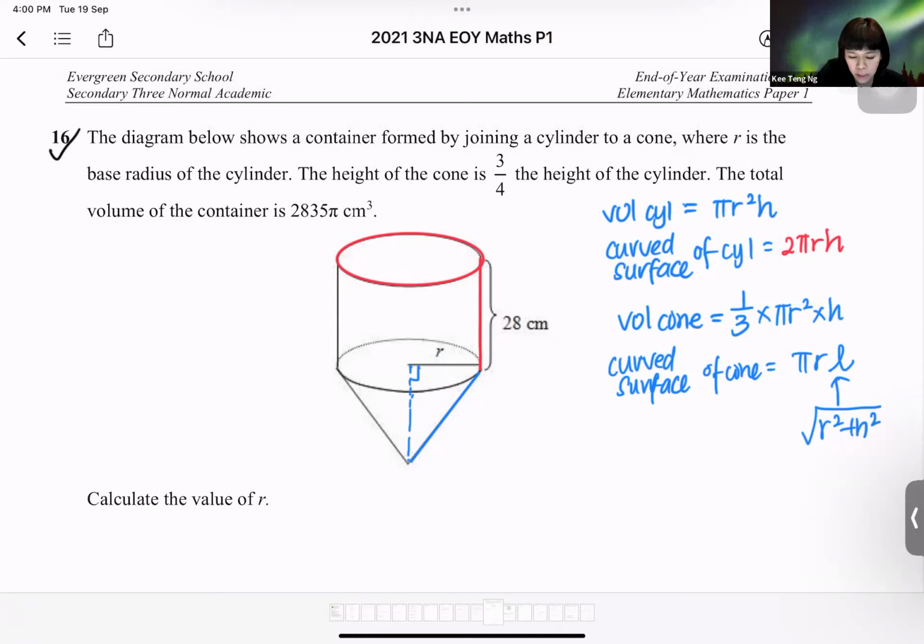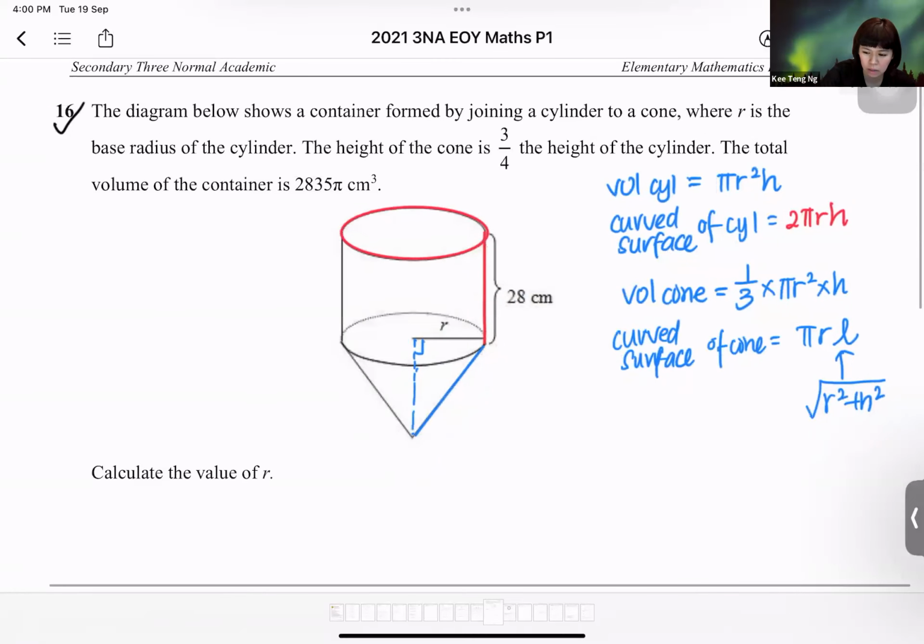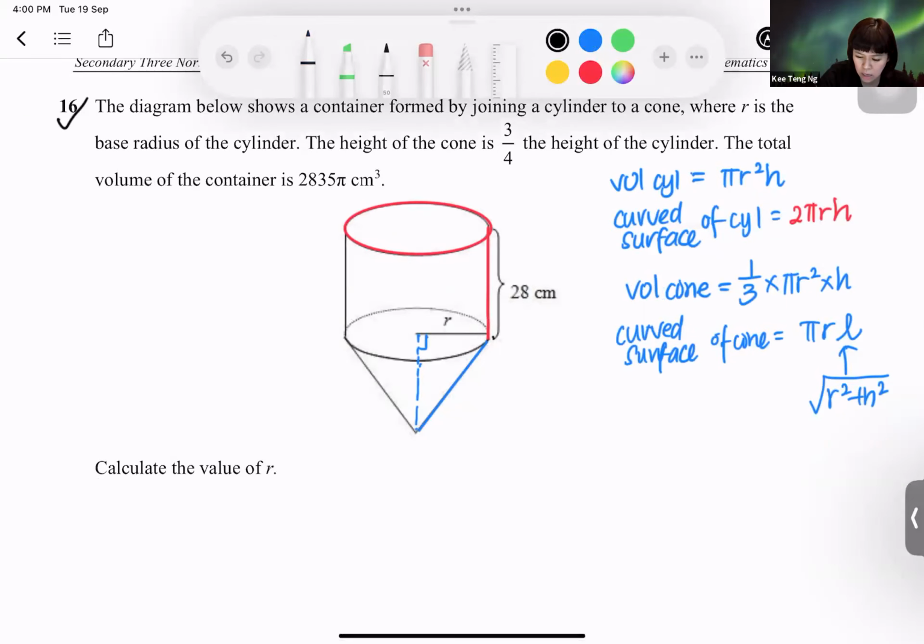The diagram below shows a container formed by joining a cylinder to a cone where r is the base radius. Okay, the height of the cone is 3/4 the height of the cylinder. What does it mean? Height of the cone. Oh, so we must find this height over here. Let me find this height first. Height of the cone is 3/4 the height of the cylinder, which is 28. 3/4 of 28 is 21.